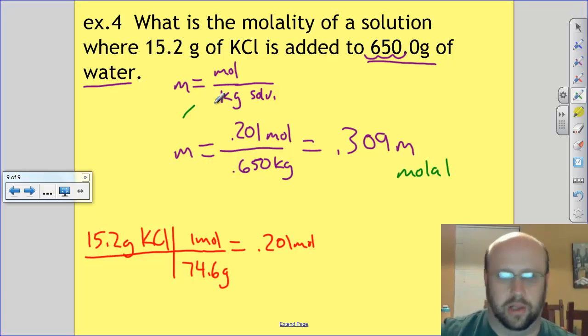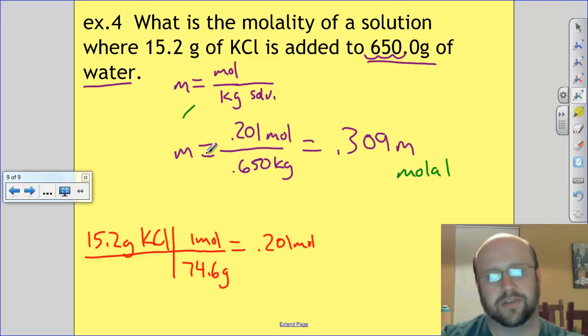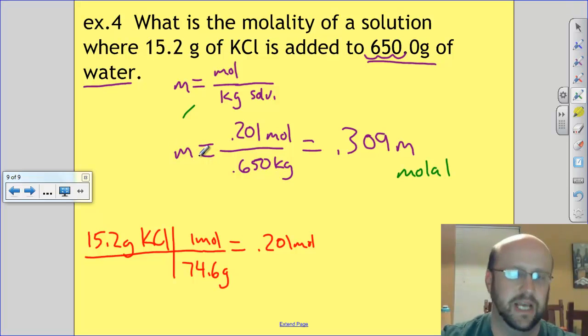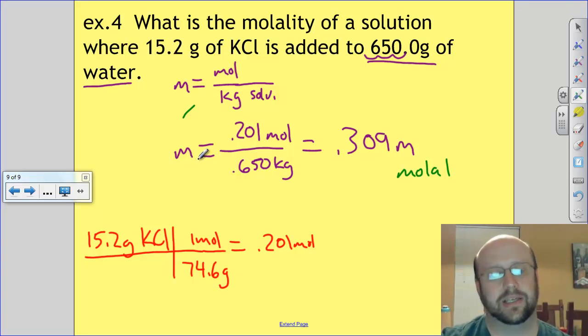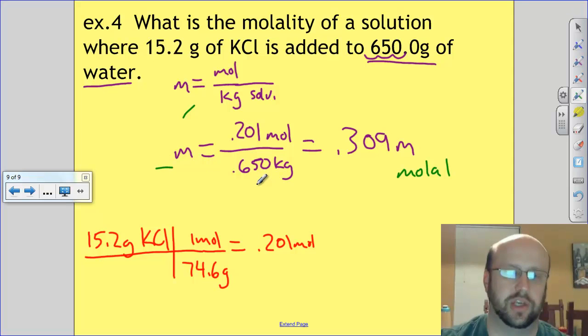They're a lot alike, and in fact, for most water solutions, they're going to be basically the same, but not always. And we're going to see when we get to the end of solutions that we talk about colligative properties that we need to use molality in that case instead of the molarity that we would usually use.